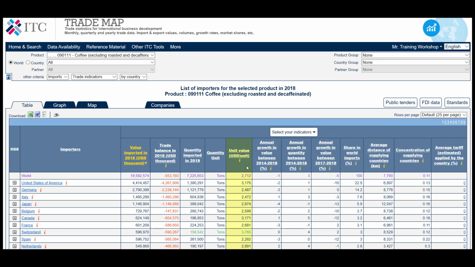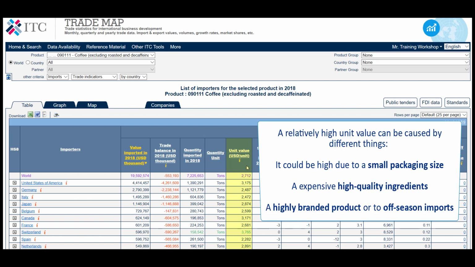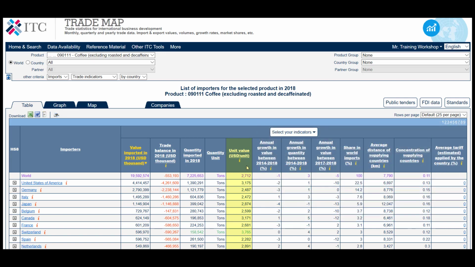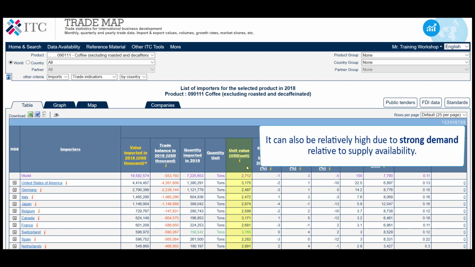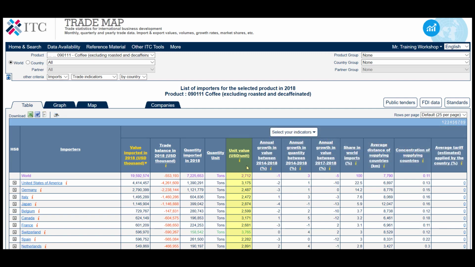When interpreting the unit value, one should be aware that a relatively high unit value can be caused by different things. It could be high due to a small packaging size, to expensive high-quality ingredients, to a highly branded product, or to off-season imports. But moreover, it can also be relatively high due to strong demand relative to supply availability. Thus, the unit value indicator needs to be analyzed carefully.